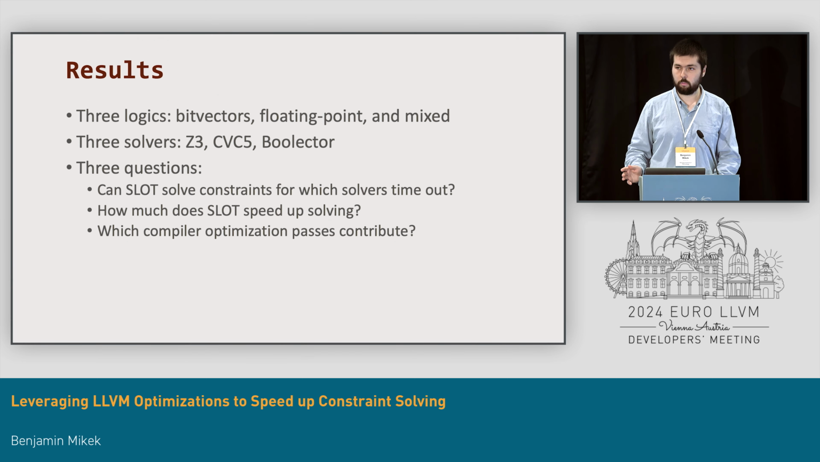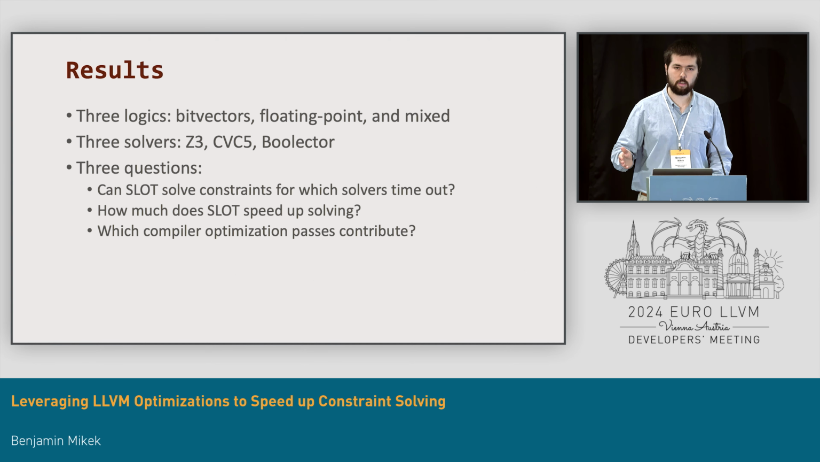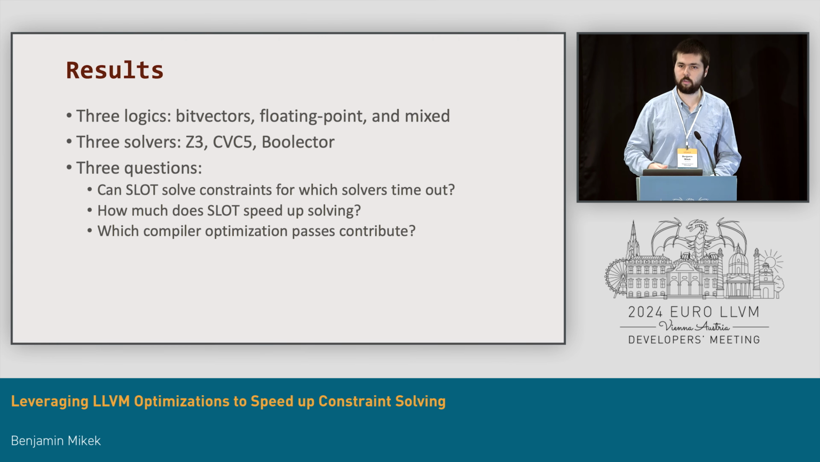So the first is whether we can now, with slot, solve constraints that solvers timed out on. Those are constraints where we set a fixed timeout, and at the end of that timeout, if the solver hasn't found anything, we say we don't know. If we can solve those, that's a big improvement for users. We want to test what the average speedup is. And then the last thing I'll talk about is which optimization passes from LLVM contribute the most to the speedup.